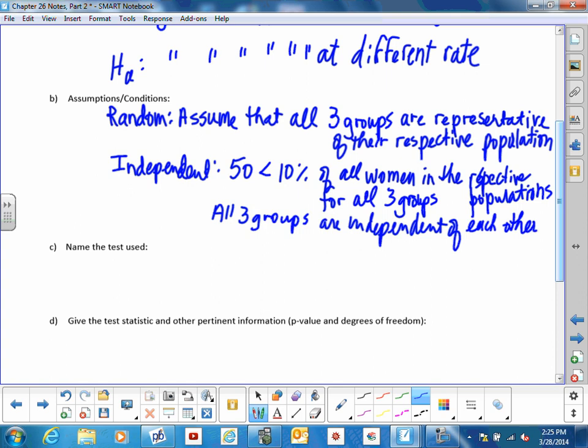Okay, so now we go to large enough, and what's the qualities for our large enough? What has to happen? They have to be greater than 5. What's they? They is too generic. What's they? Expected counts are greater than 5, and this is not okay to just say this like this. You had to prove it, meaning show it somewhere. So we're going to have to do that.